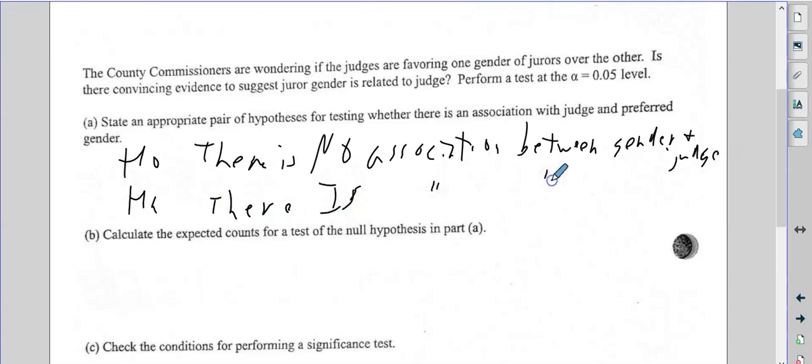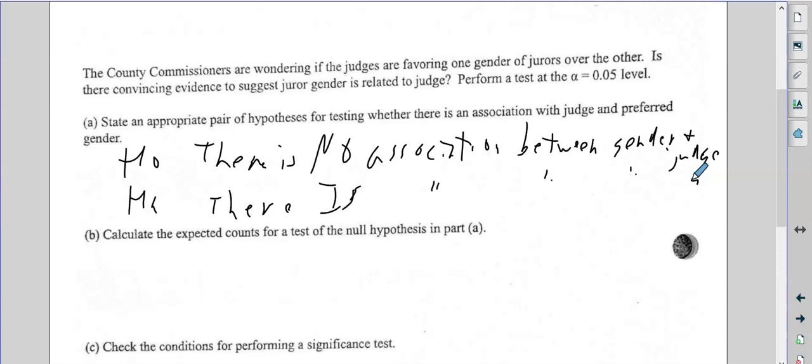And I'm just going to do this to save time. So there is an association. So this is when you set it up for your project. Your Ho is going to be there is no association. And the Ha is there is an association. Simple. Every time. Doesn't matter what question you do. That is what you're doing.